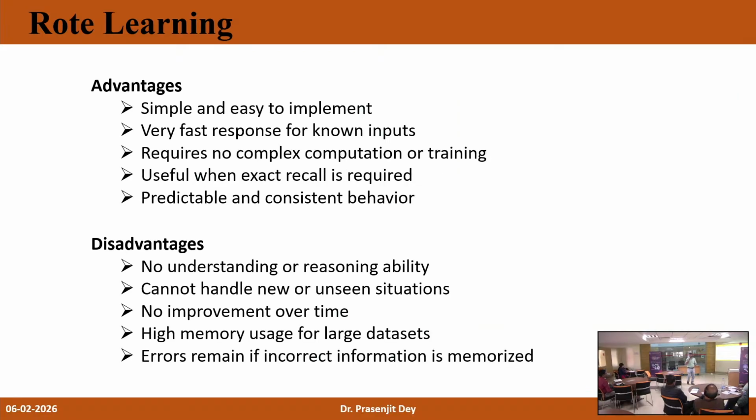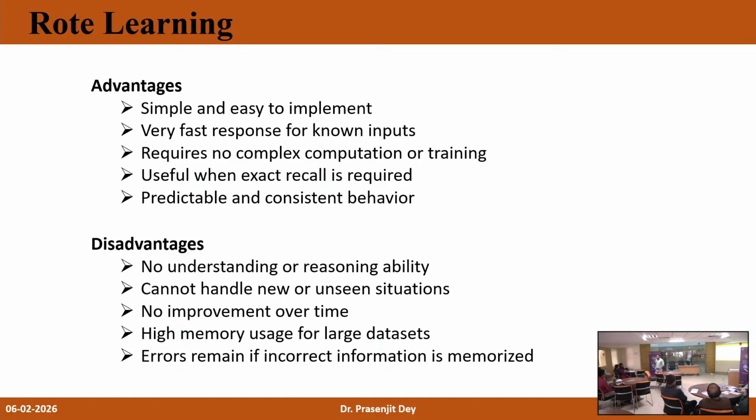The advantage is what? It is fast. It does not need to learn, so the judgment can be very quick. It just matches which group it belongs to, and it will make the judgment. So it is simple, easy to implement, and a very fast response for known input. If the input is known, it will not take much time and gives the feedback. It is useful when exact recall is required. Predictable and consistent behavior: every time you feed the same input, it is going to give the same output, no change, because it has memorized, and based on that only it is going to make the decision.